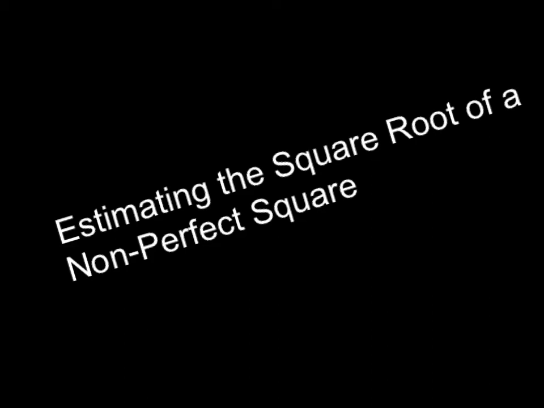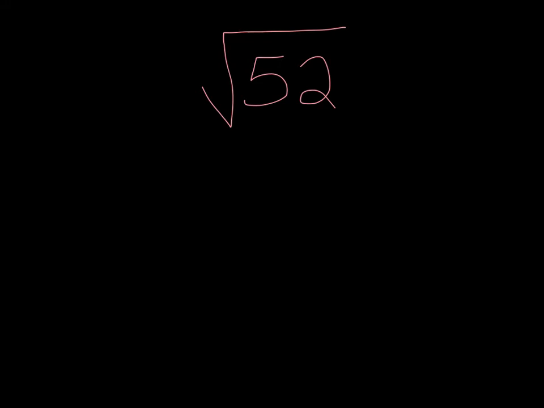Today we're going to talk about estimating the square root of a non-perfect square. So our I can statement is, I can estimate the square root of a non-perfect square, or I can give a decimal approximation for the square root of a non-perfect square. Let's begin with the square root of 52.